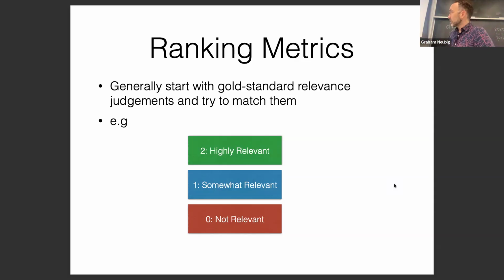So ranking metrics, especially ones designed for humans, generally start with gold standard relevance judgments. You can get gold standard relevance judgments in any way, but they might be something like highly relevant, somewhat relevant, not relevant, just labeled by humans. They could also be click-through rates or some other weak signal of relevance.